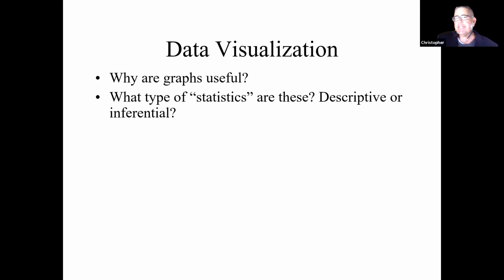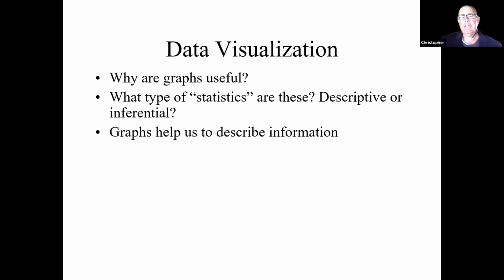The type of statistics that these are descriptive statistics. So we're going to use a graph to describe some data or some information. So it wouldn't be an inferential statistic, which is used to draw conclusions about populations based on samples. We're simply describing our sample with a graph. So graphs will help us describe information. It's one way to summarize information.